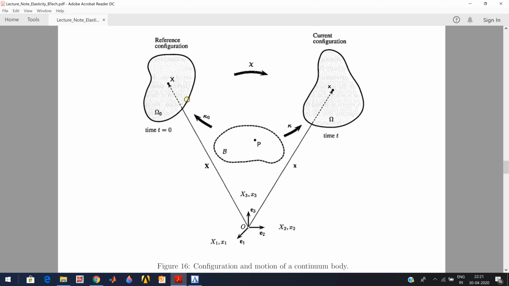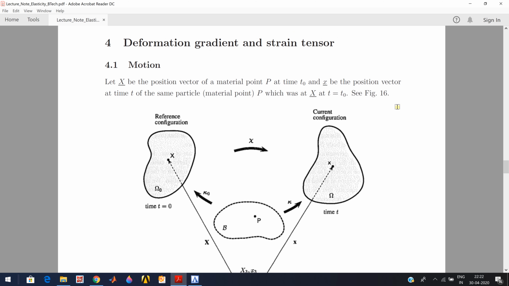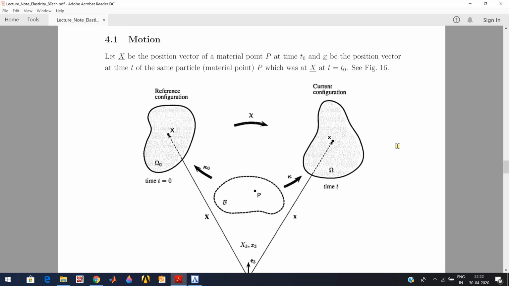So capital X is the position vector of point P in the reference configuration, whereas small x denotes the position vector of the same point P in the current configuration at time t equal to t. Okay. All right. So this is what is written here. I will not repeat. So the same material point moves from capital X position to small x in the current configuration.